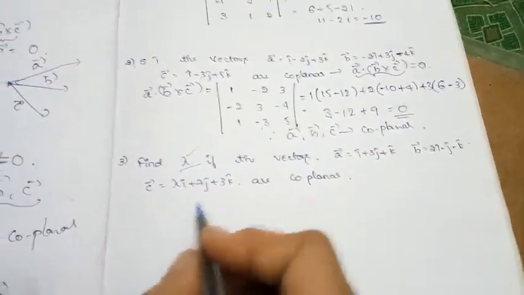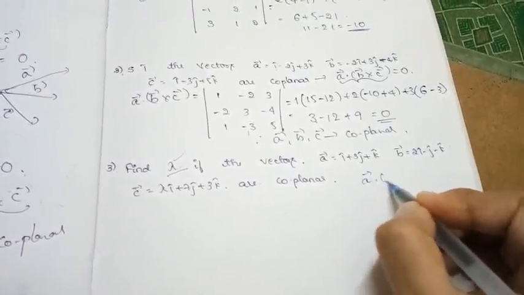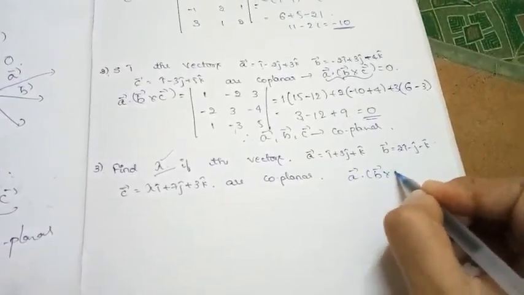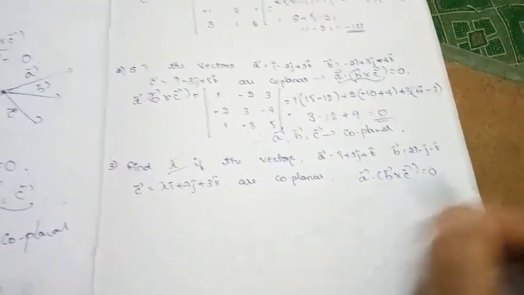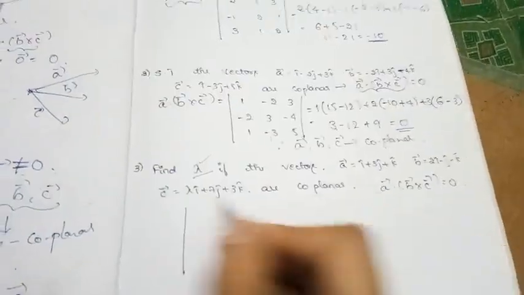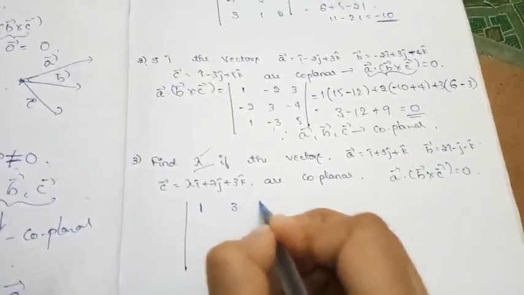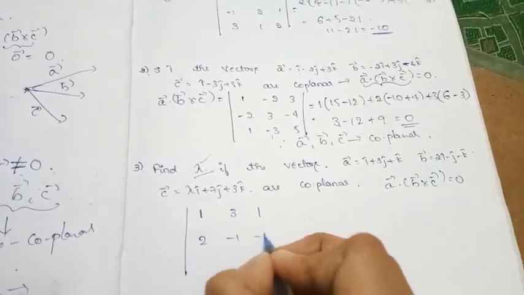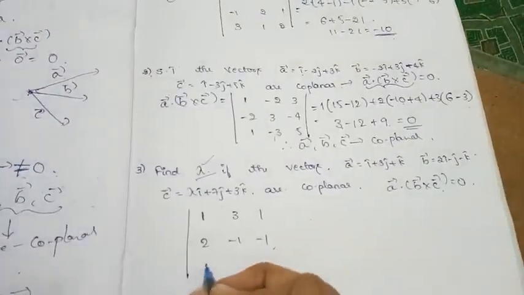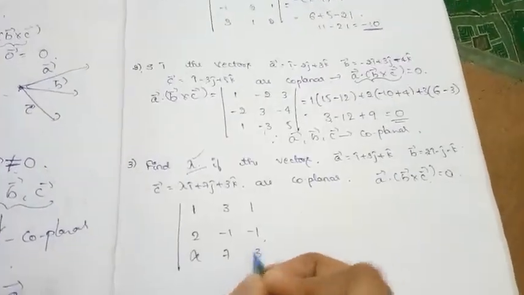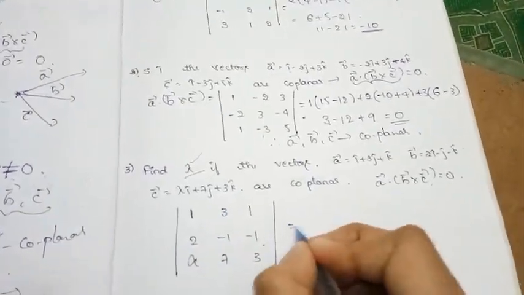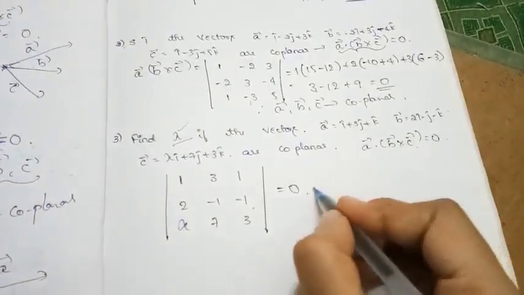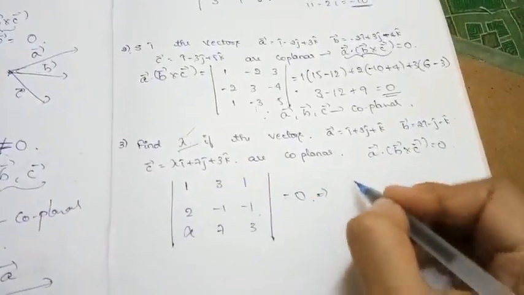So what is the condition? As I said, the condition for coplanar is that the scalar triple product is equal to 0. So that is nothing but vector A, 1 3 1, components of vector B, 2 -1 -1, components of vector C, lambda 7 3. So the scalar triple product is equal to 0. So now let us expand this one along the first row.